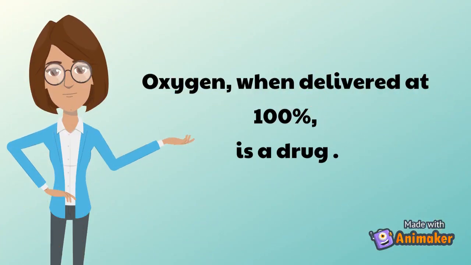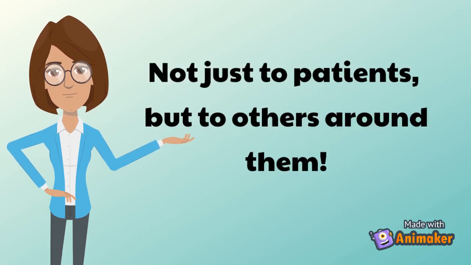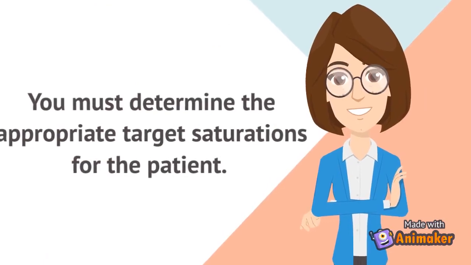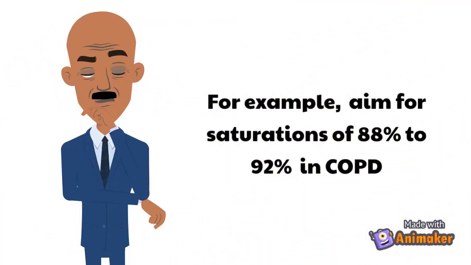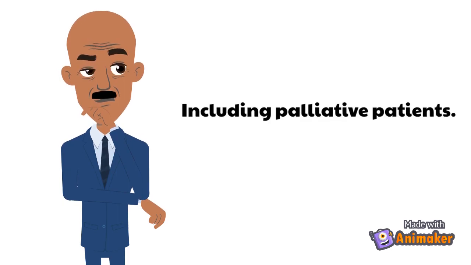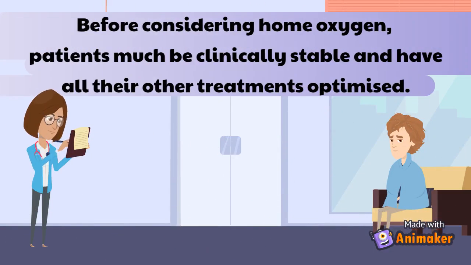Oxygen, when delivered at 100%, is a drug and carries risks, not just to patients but others around them, and it must be assessed for and prescribed appropriately like any other drug. You must determine the appropriate target saturations for the patient. For example, aim for saturations of 88 to 92% in COPD or less than 94% in other conditions, including palliative patients. Before considering home oxygen, patients must be clinically stable and have all their other treatments optimised.